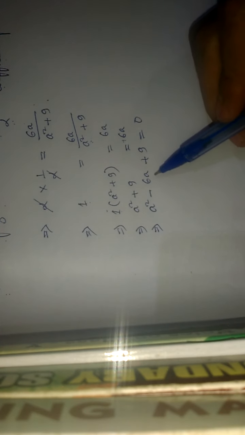Okay, now we have to split the middle term. Here is minus 6a, constant term is 9, and here we have a square. So we can split the middle. How to split? You have to take product, sum, and number.